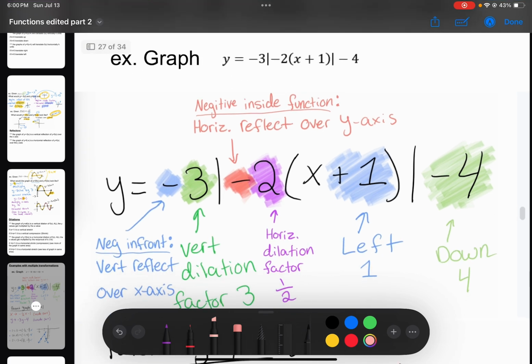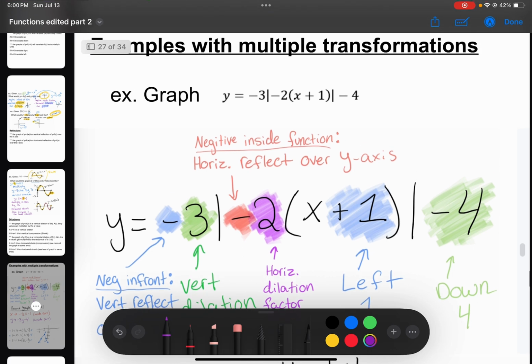So first, I think we should note that the parent function here is y equals absolute value of x. That's the parent function here that we have. We have an absolute value function. So everything else is just a transformation of that function.